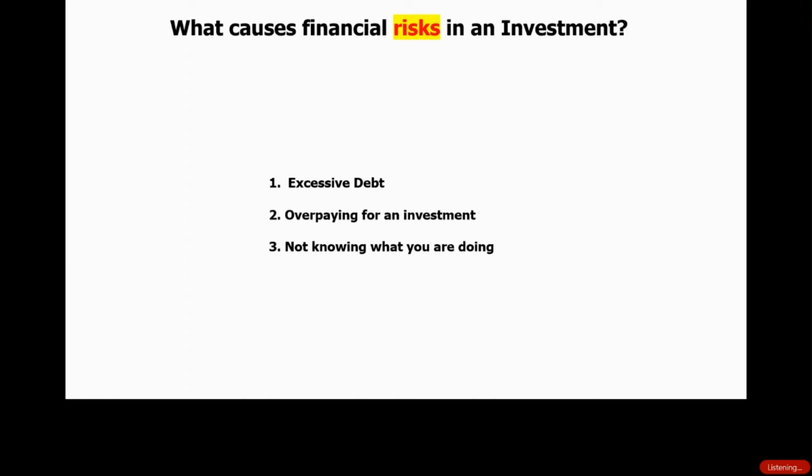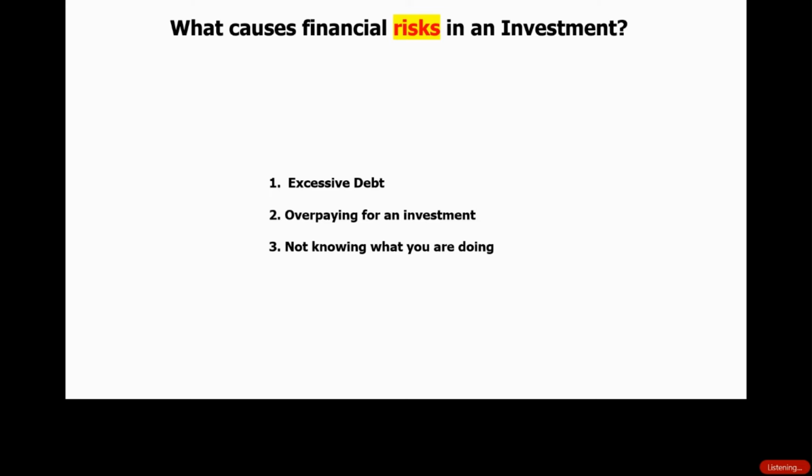So let's recap our three risks. The first one is excessive debt. You want to stay away from those companies. A little debt is okay, but a lot of debt is always going to get you in trouble. Second one is overpaying for an investment. You have got to know what the value of an investment is before you buy, or else you are going to be the person out there buying that $580,000 home. And the third one is not knowing what you are doing.